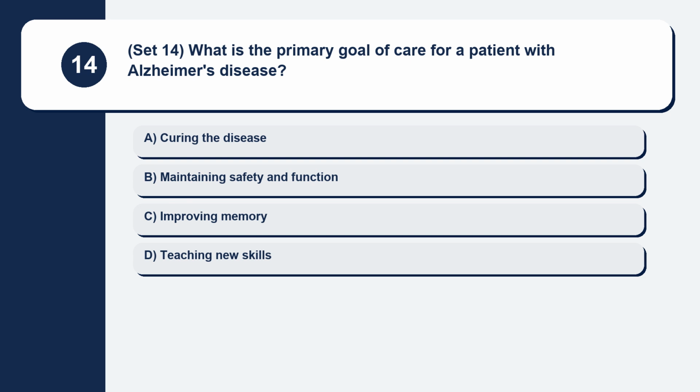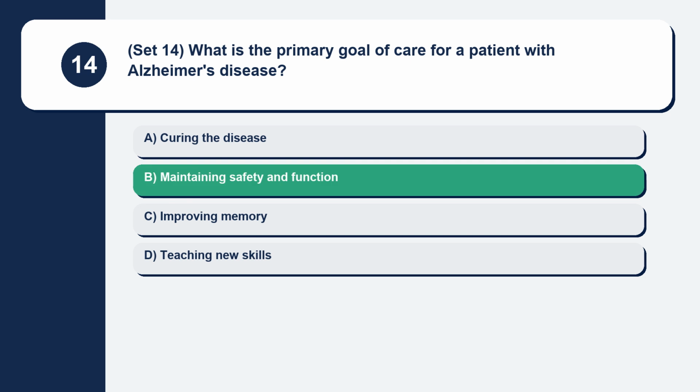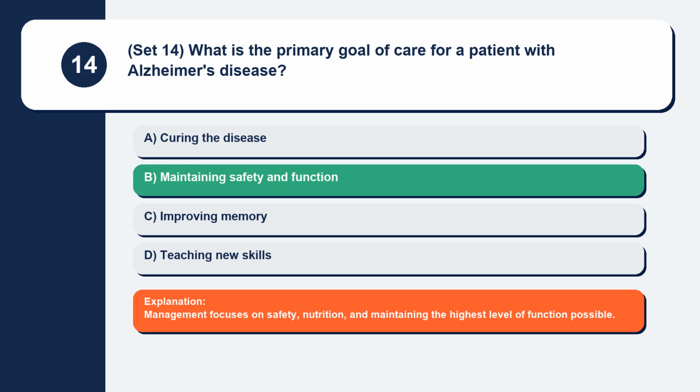Question 14, Set 14. What is the primary goal of care for a patient with Alzheimer's disease? Curing the disease, maintaining safety and function, improving memory, teaching new skills. Management focuses on safety, nutrition, and maintaining the highest level of function possible.